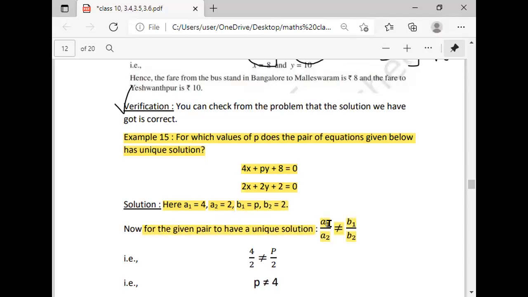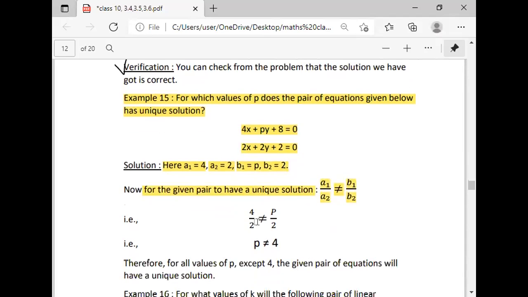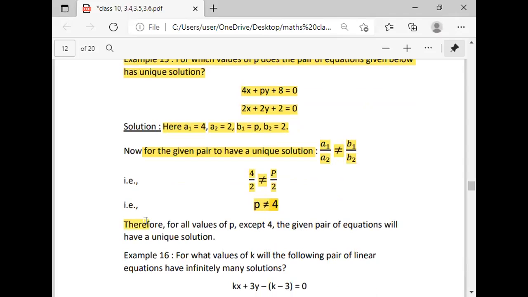But we know the values of A1 and A2. A1 is 4 and A2 is 2. That is, 4 by 2 is not equal to P by 2. When we find the value of P, we can see that P is not equal to 4. What does it mean? It means that for all values of P except 4, the given pair of equations will have a unique solution.